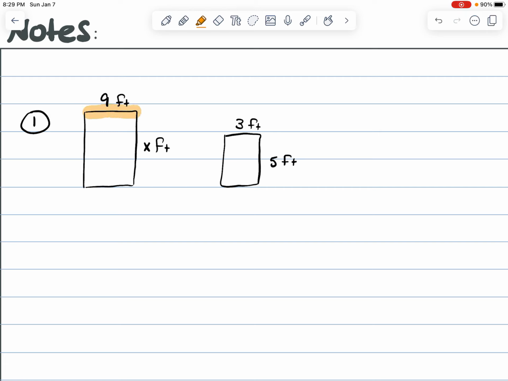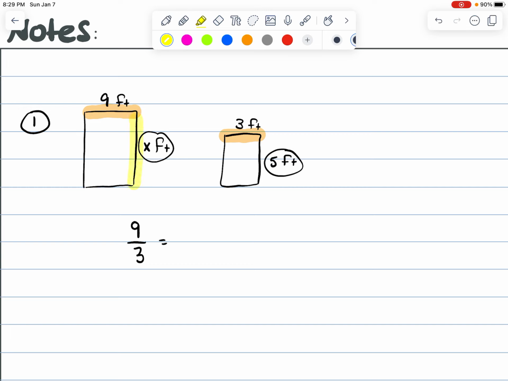So here we have two similar figures. So we have a rectangle. The short end of the rectangle is 9 feet, and in the other similar figure, the short end of the rectangle is 3 feet. So we can relate this as 9 over 3 is equal to, and then we're going to do the same thing with the longer piece of this rectangle. So we have x matches with 5. And since we have the longer side in the top of this first fraction, it has to be in the top of this second fraction. So x must go in the top and the 5 must go in the bottom here.